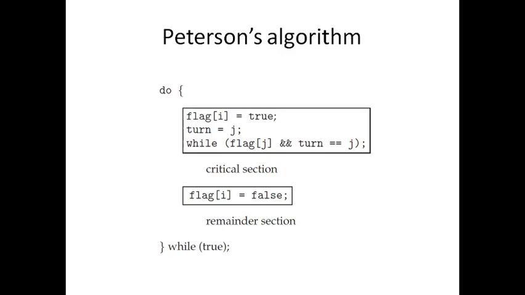So the turn is changed, and after that they check whether flag[j] is true. This condition is either true or false depending upon the assignment statement. So if flag[j] is true and turn == j is also true, if both conditions are true, then what happens? The process gets into a loop.